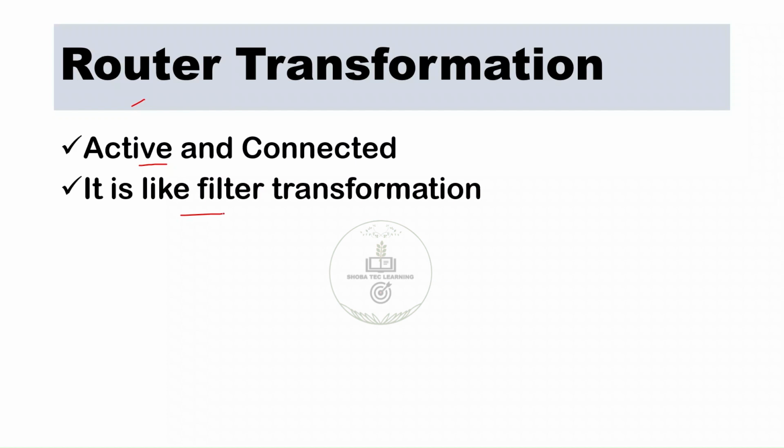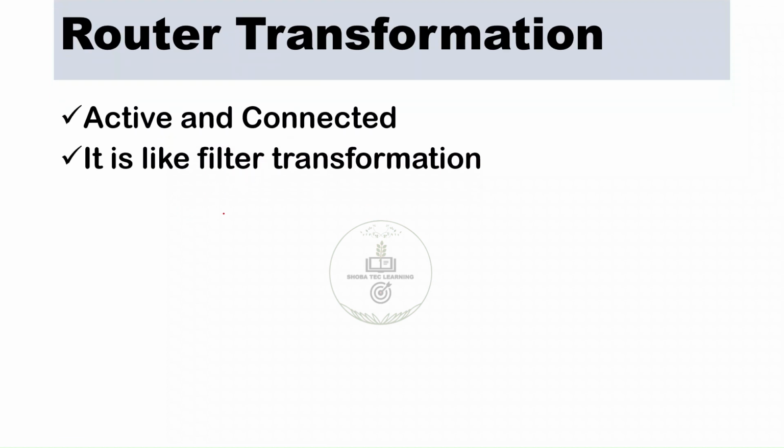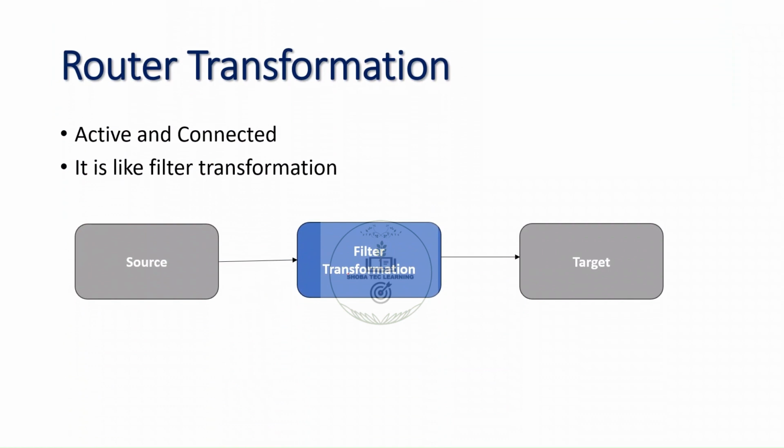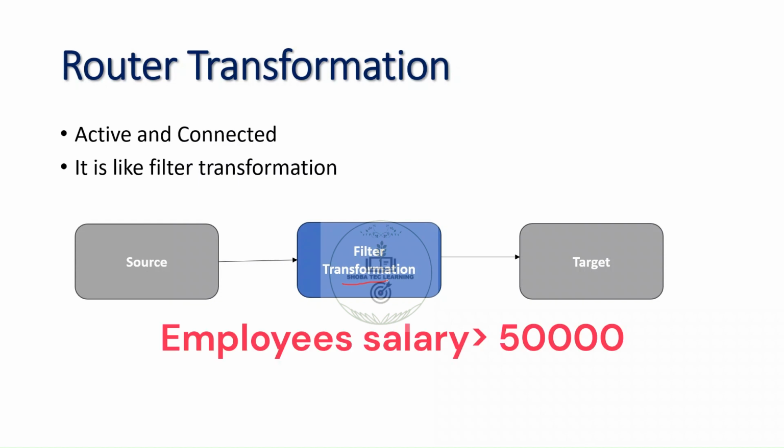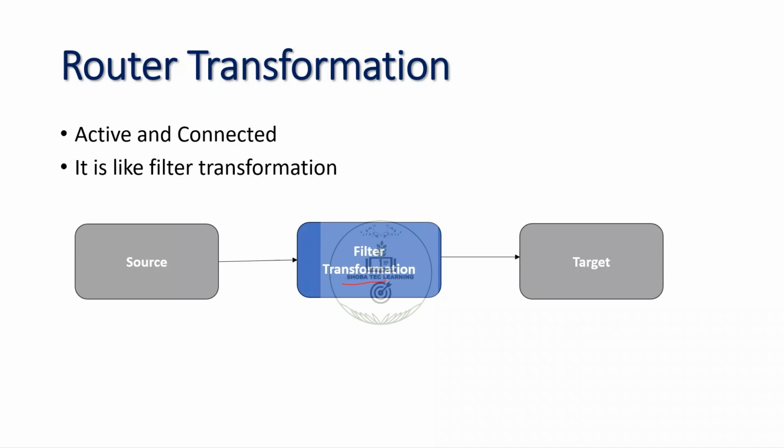I have made a session on filter transformations with simple-level filter conditions as well as advanced-level filter conditions. If you have worked with the filter transformation, it will help you understand the router transformation better. Now see here, I have made one filter transformation. In this mapping my condition is to get the employees who are getting more than 50,000 salary. There is only one condition, so I have used only one filter transformation.